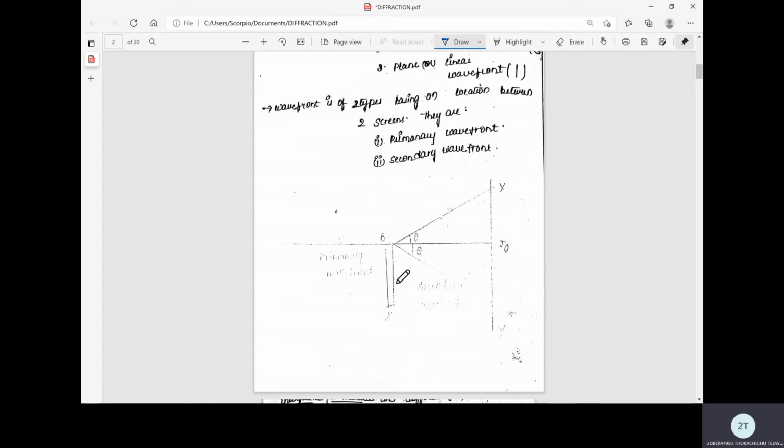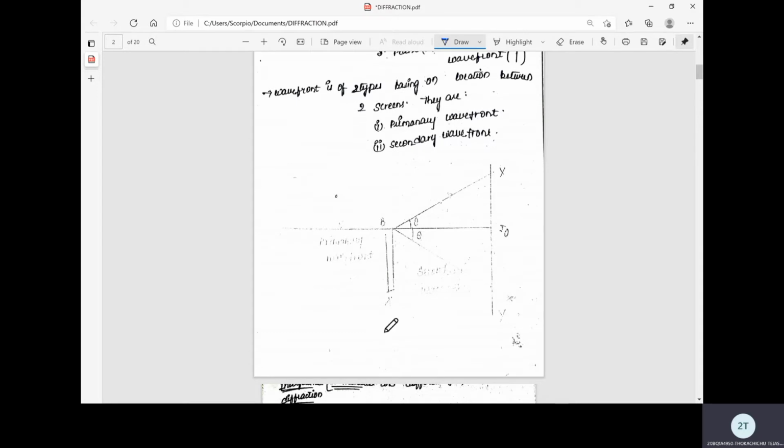Now let's once again see the previous example we had taken, that is we have taken an obstacle AB and light from the source S is passing and hitting this obstacle AB. Now before hitting the obstacle, the light from this light source, that is all the light rays, this represents a wavefront which is nothing but the primary wavefront.